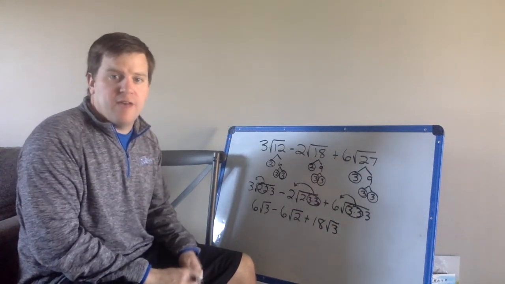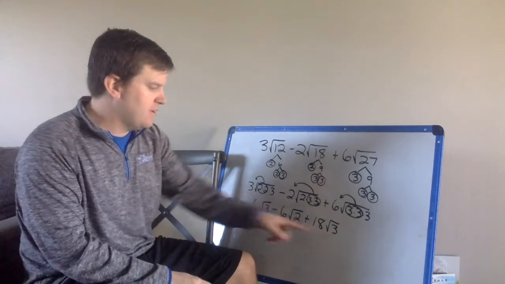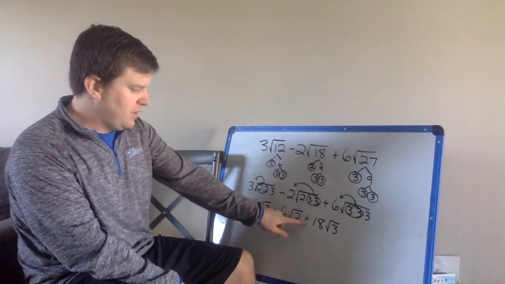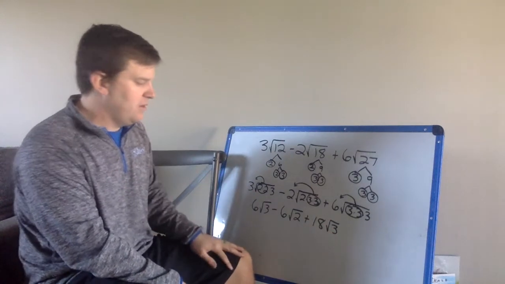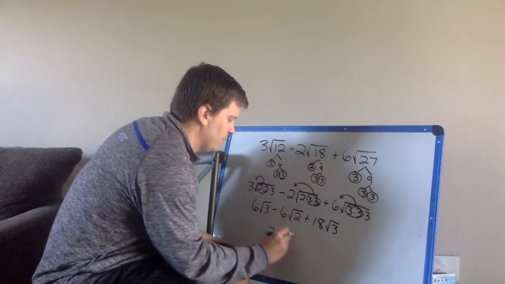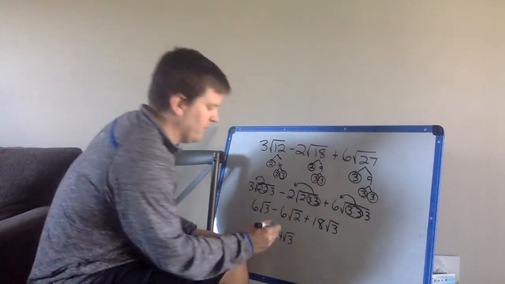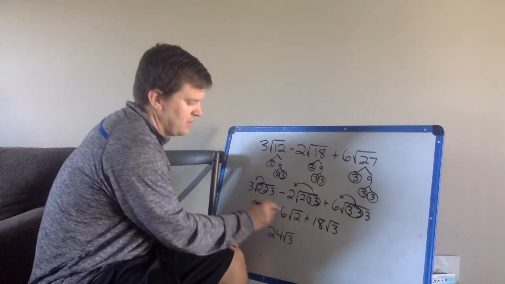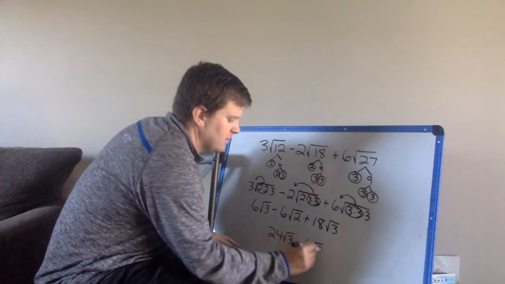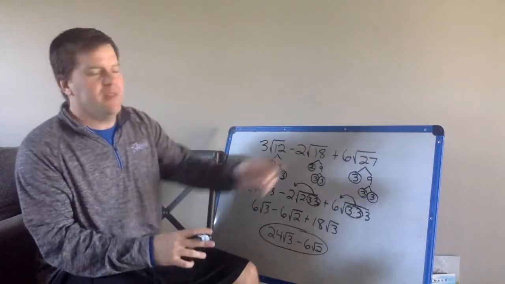Okay, now let's look. Do we have any like radicals now? We do. Okay, we have a radical 3 and a radical 3. So what we can do is 6 radical 3 plus 18 radical 3, which is going to give us 24 radical 3. We don't have any like terms with this middle term, so don't forget the minus. That's attached to it. Okay, so it's going to be minus 6 square root of 2. And we simplified that expression there.